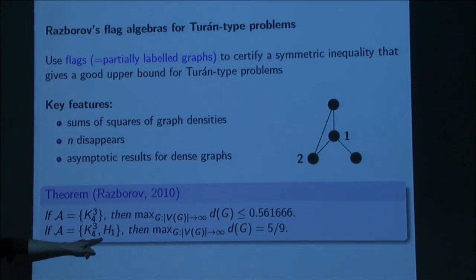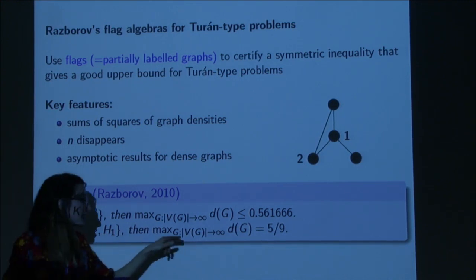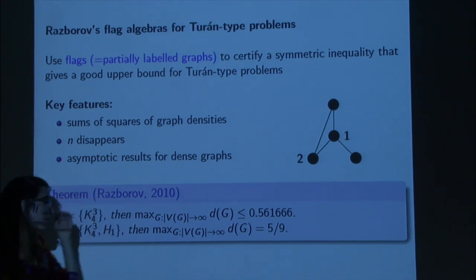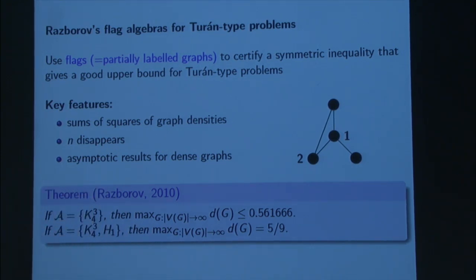And then he said also, well, if you forbid a second graph instead of just the cliques of size 4, if you forbid a graph on 4 vertices that induces exactly 1 3-edge, then the max edge density is actually equal to 5/9. Sorry, what is edge 1? 4 vertices that induce exactly 1 edge. Yeah. So flag algebras are pretty cool for this.